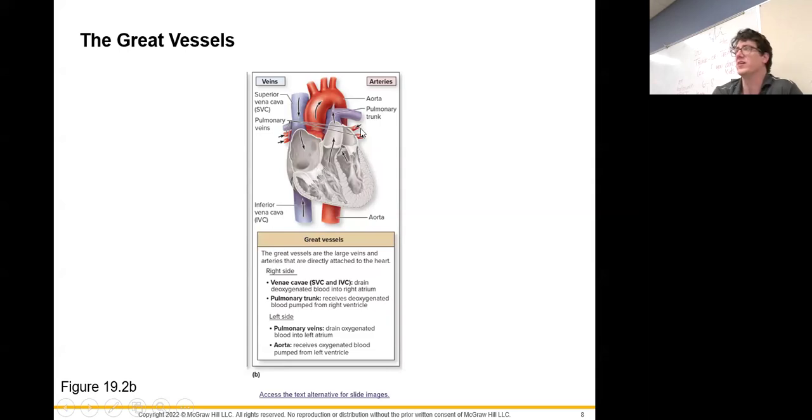Now, if we look at the other deoxygenated vessel here, we can see this big T-shaped structure here. This is our pulmonary trunk. Okay, it's T-shaped because it's going to split. We're going to send some over here to the left, and we're going to send some over here to the right. But this vessel is an artery that's going to be carrying blood away. In this case, it's going to be carrying deoxygenated blood towards the lungs. Okay, but it's going to be sent out through the right ventricle.